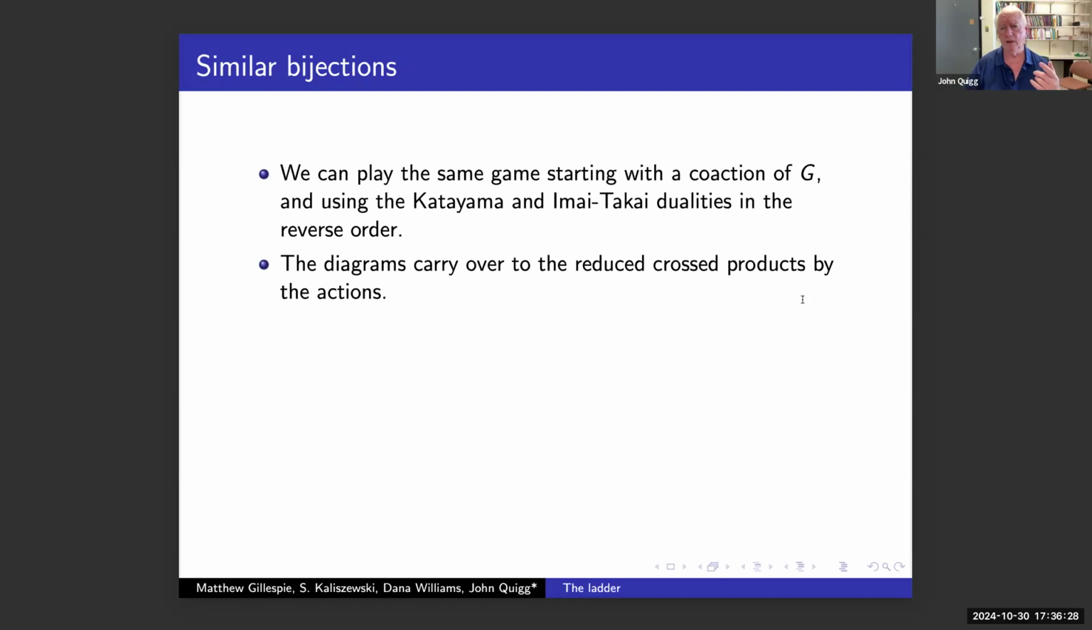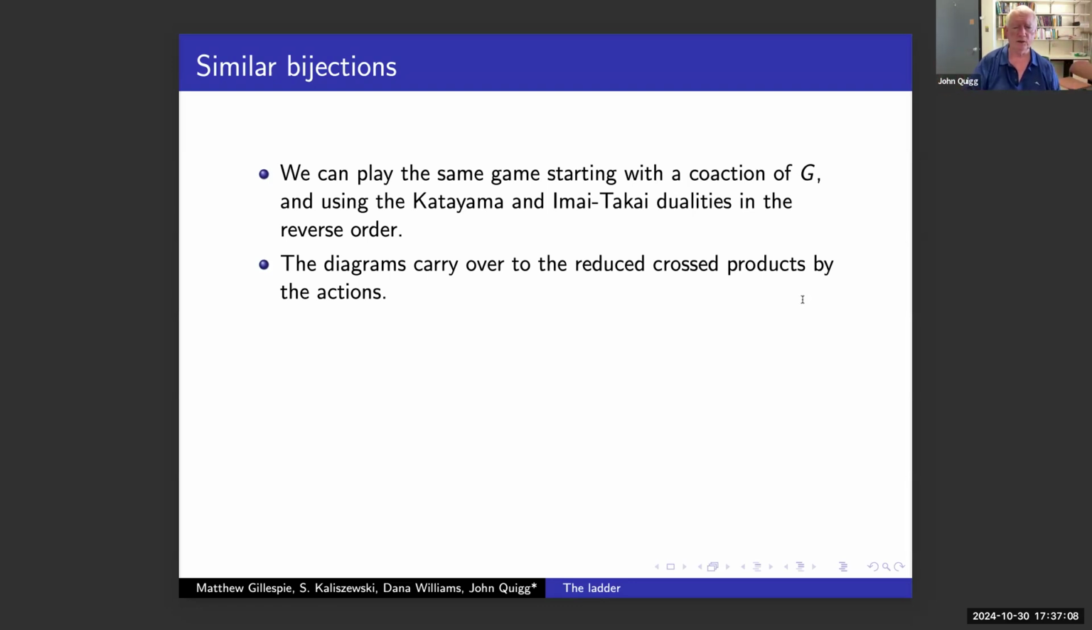But anyway, there are appropriate versions of cross product duality, the Imai-Takai duality for actions, the Katayama duality for coactions. There are versions of those for reduced cross products by the actions. In fact, this is really a historical reversal. The original cross product duality theorems did deal with reduced cross products by actions. It wasn't until roughly 1990 that Raeburn showed us how to do all this at the universal level with full cross products and everything having universal properties.